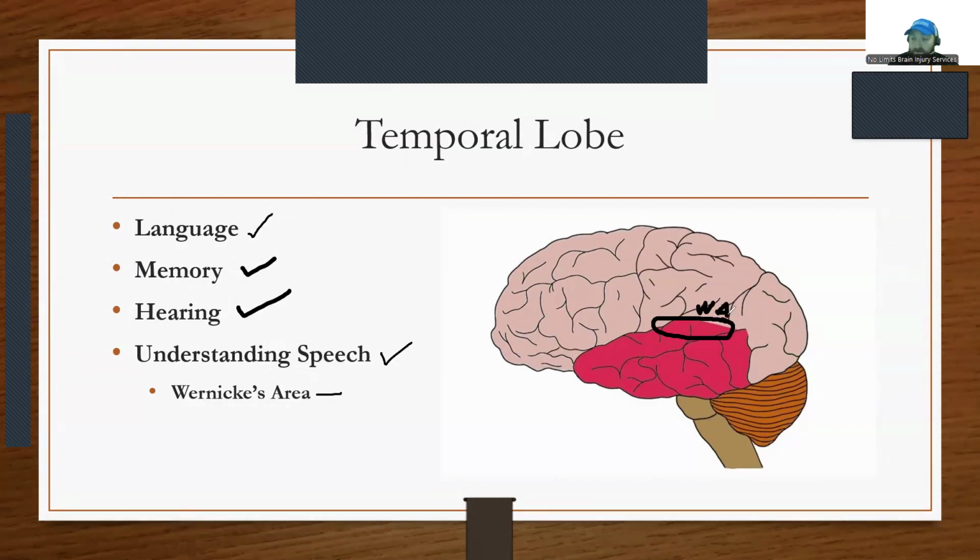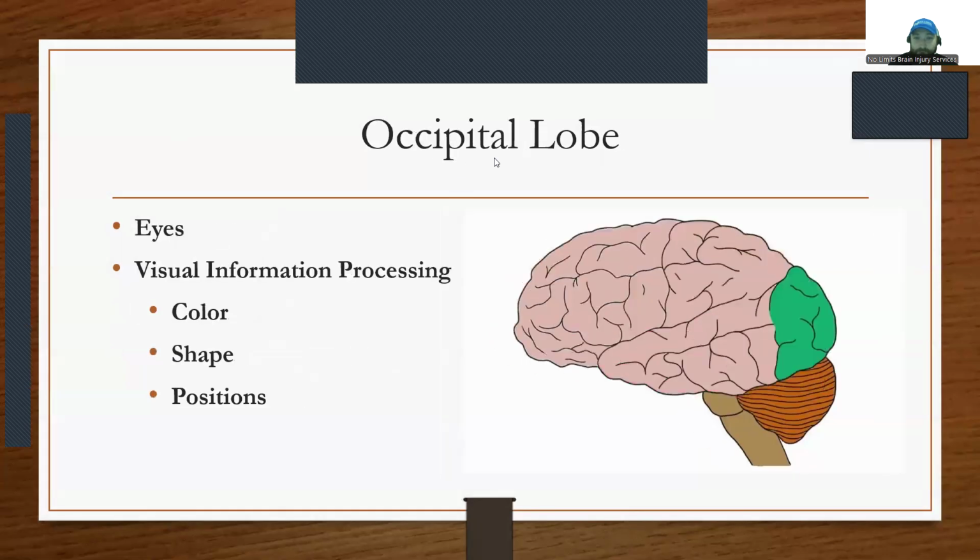Now, again, you can imagine if someone had a brain injury there, their understanding of speech, maybe their hearing might be affected. So, those are kind of the things that we think about as brain injury case managers: what kind of injuries have they had and where it is located on the brain. So, that being said, that's the temporal lobe in a nutshell.